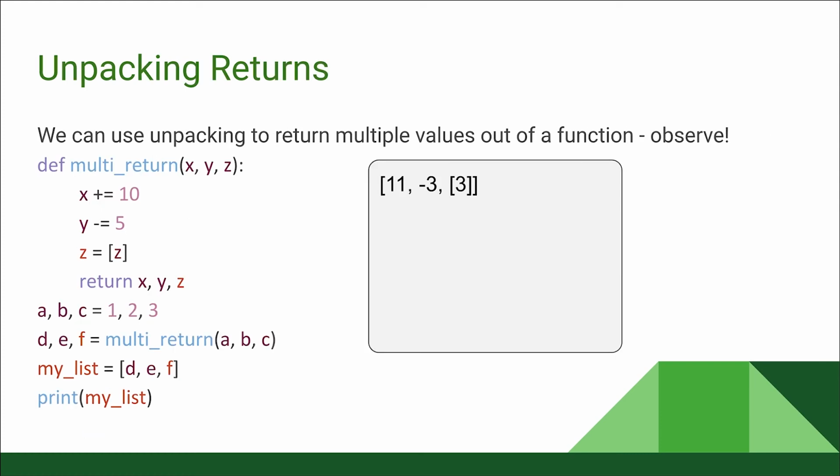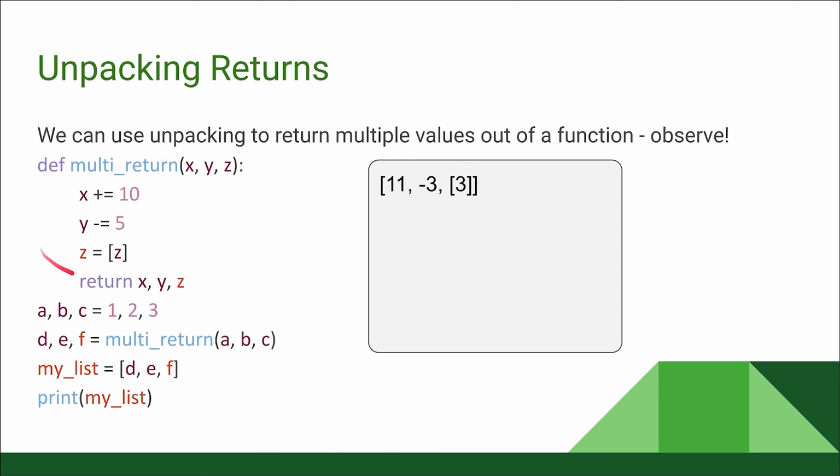And one last application of unpacking is that we can use it to return multiple values out of a single function. So let's say my function is called multi-return. Let's come back to it after we look at what happens in the global area. I'm going to make 3 variables, a, b, and c, with the values 1, 2, and 3. I'm going to say d, e, and f are all going to equal what multi-return returns when I pass it a, b, and c. So multi-return has to return multiple values.